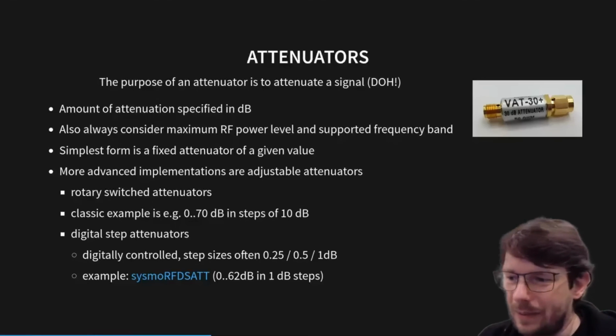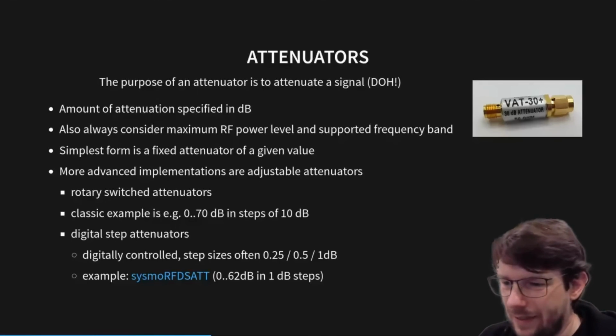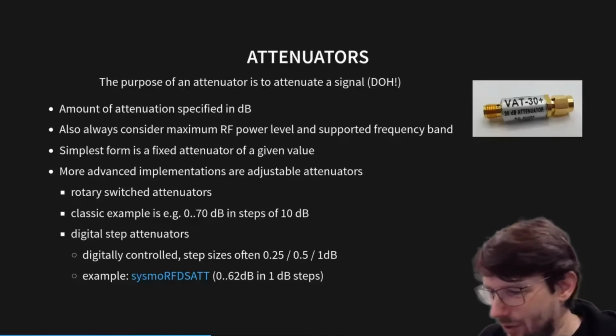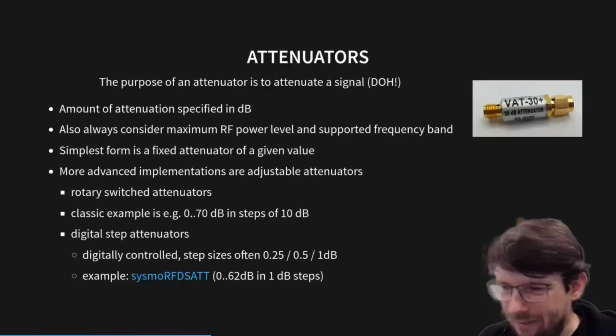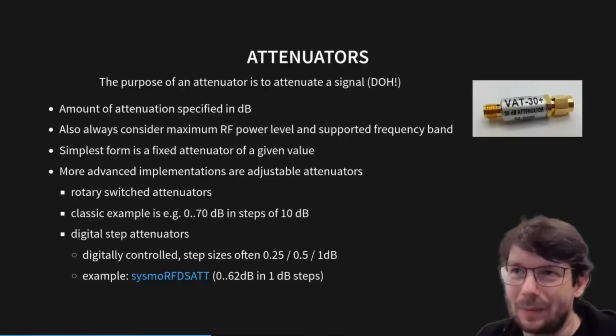So for example, this VAT 30 plus, I don't know for sure, but I would guess half a watt or something is probably its capability. I would have to check the data sheet, but just from looking at it, it's not really something that can carry a lot of RF power, so you cannot connect that to a 10 or 20 watt base station transmitter. It will basically start to glow, and some smoke will come out of it. So you need an attenuator that can handle the power that you apply to it.